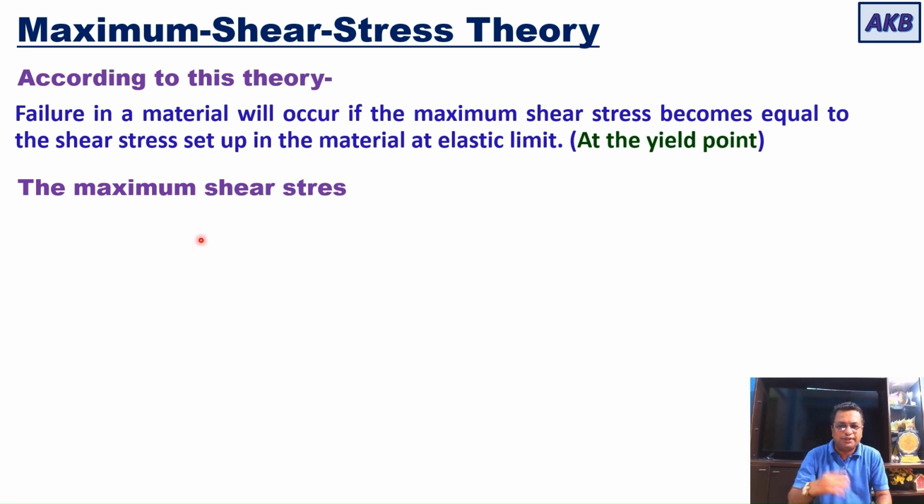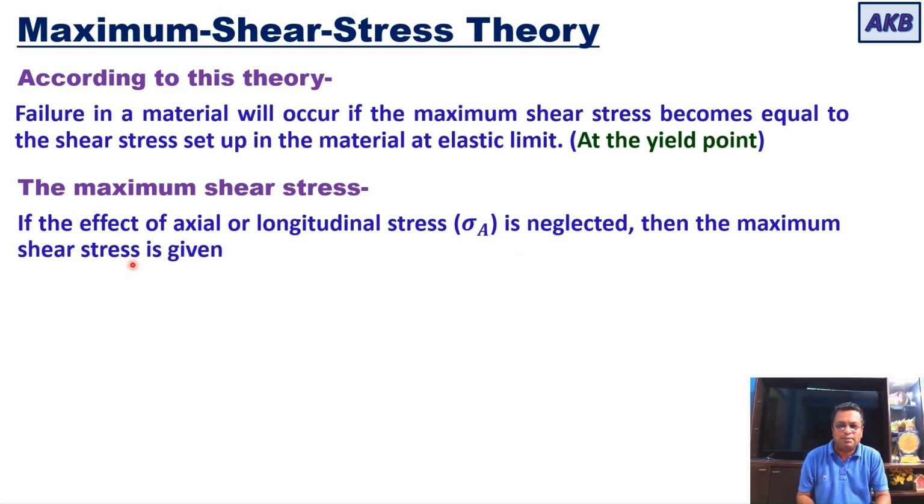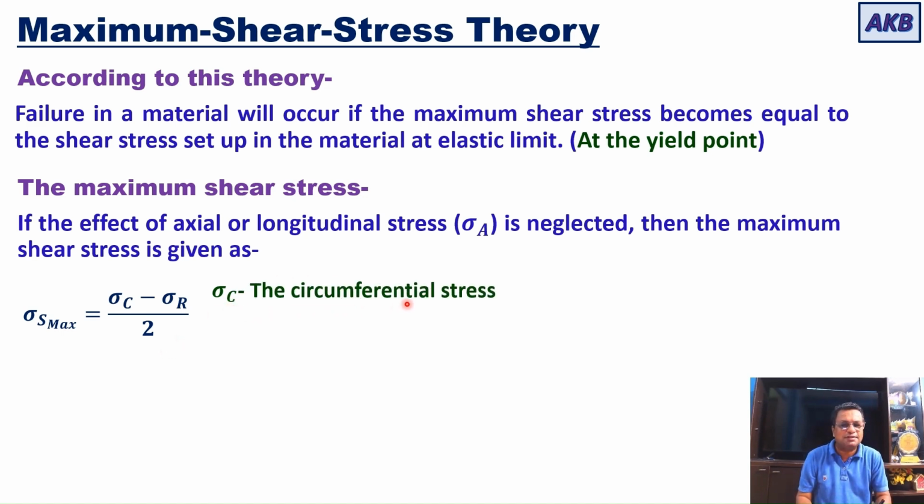Okay. Now, what is the maximum shear stress? Maximum shear stress, if you neglect the effect of the axial or longitudinal stress, that is sigma A, is given by this equation. What is that equation? Sigma S max is equal to (sigma C minus sigma R) upon 2. What is sigma C? Sigma C in this case is the circumferential stress and sigma R is the radial stress.